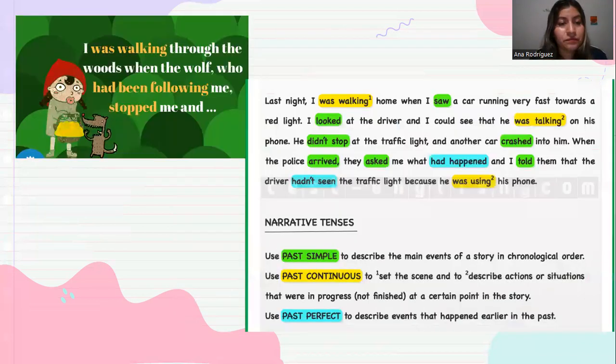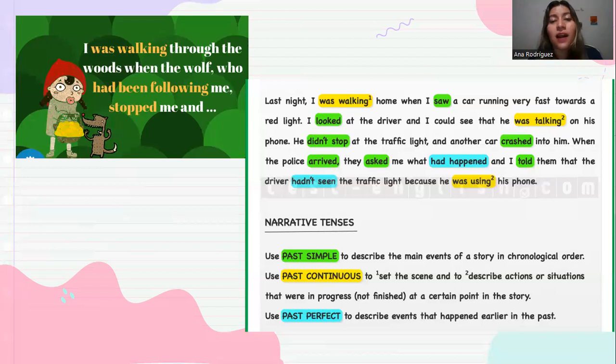And I have here for you an example, a paragraph in which we can identify three tenses, okay, or three forms of the verbs, right? And we have that, Little Red Riding Hood. I was walking through the woods when a wolf who had been following me stopped me. So when we use those tenses, we can easily create a story, okay? And we have that example.